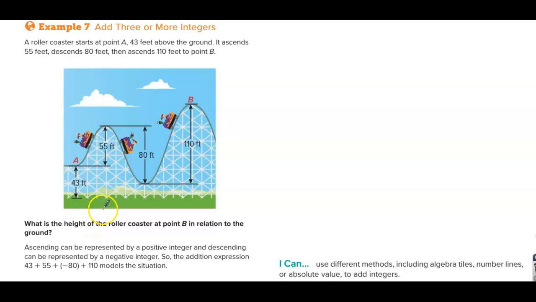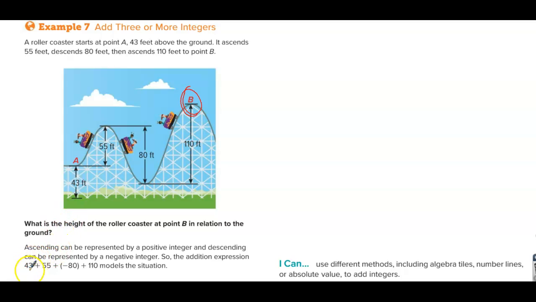Now we have a roller coaster, okay? The roller coaster starts at 43 feet above the ground. It goes up 55 feet, down 80 feet, and then back up 110 feet, all right? So what is the height of the roller coaster at point B?